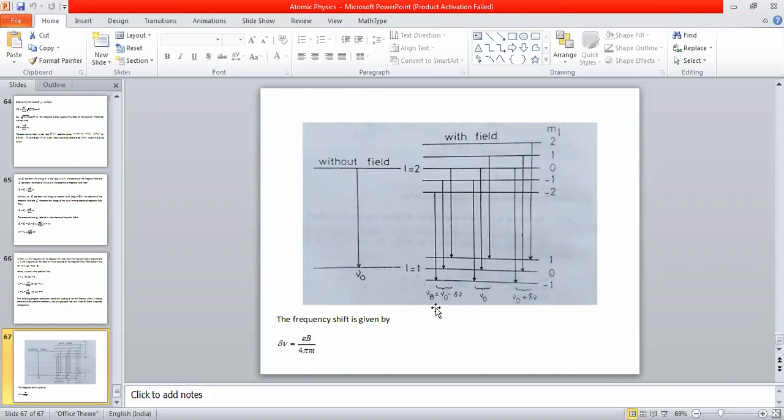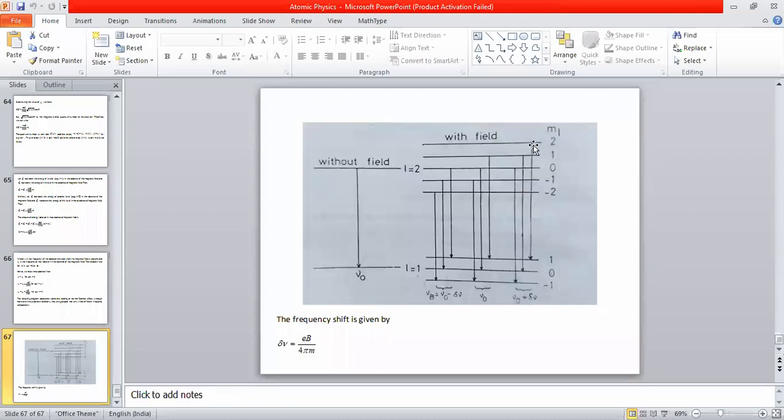So the frequency is mu naught minus delta nu. That delta nu is called the frequency shift or Zeeman shift, which I mentioned earlier. The frequency shift, the Zeeman shift, is given by EB divided by 4 pi m. Now if you observe the three lines on the right extreme: 0 to -1 gives 0 minus (-1), which is +1. Then one more transition, 1 to 0, gives 1 minus 0, again +1.